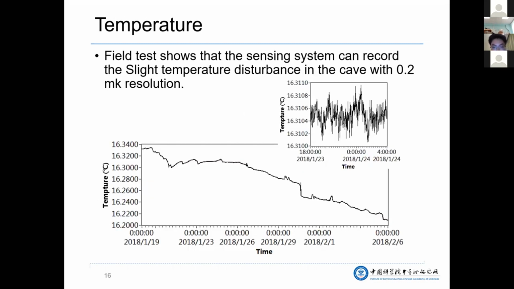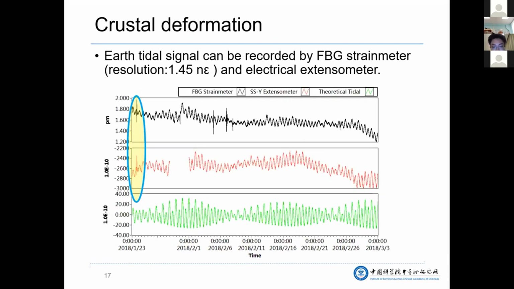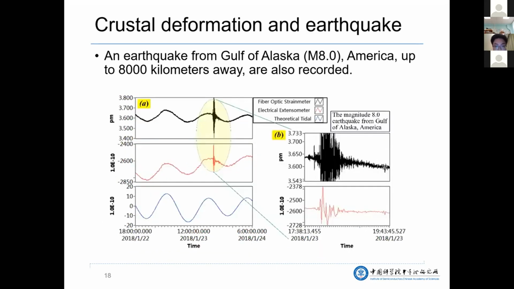First, the field test shows that the sensing system can record the slight temperature disturbance in the cave with 0.2 resolution. Second, the tide signal can also be recorded by the FBG strain meter, and the resolution is about 1.45 nanostrain, compared with the result of the electrical extensometer and the seismometer. There is no long-term drift in the results recorded by FBG-FP. Finally, an earthquake from up to 8,000 kilometers away is also recorded.